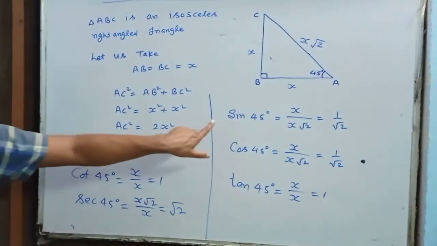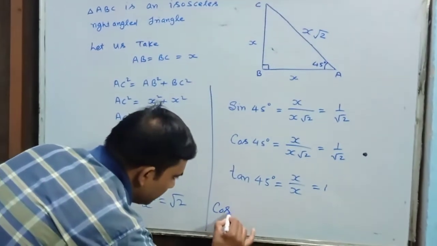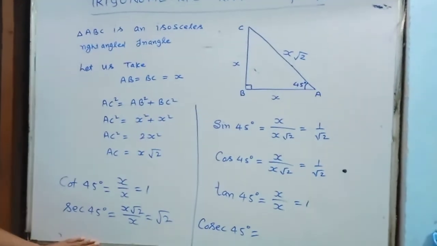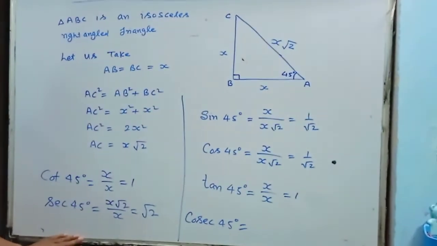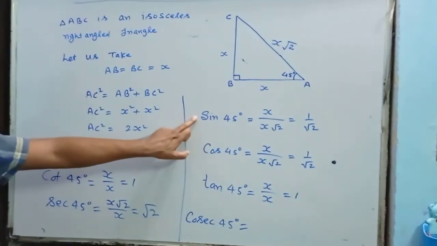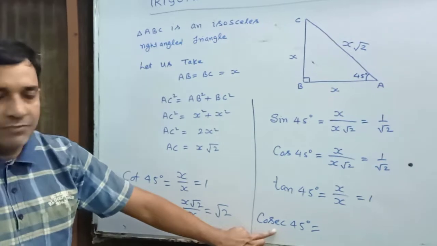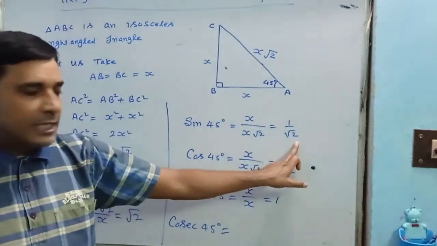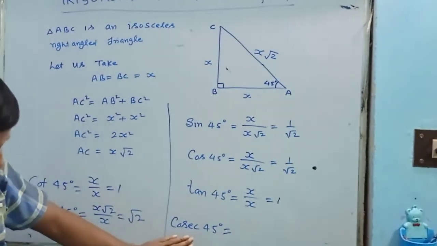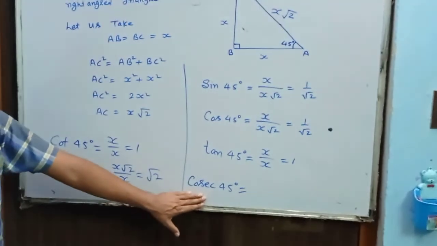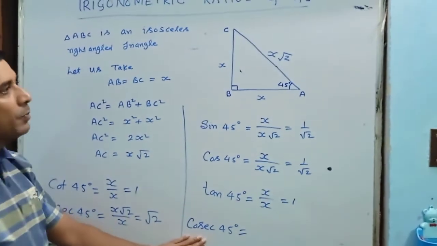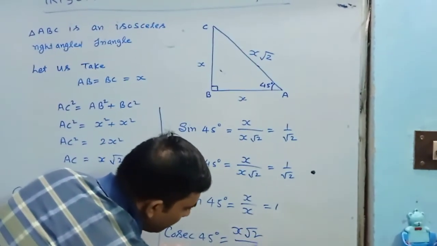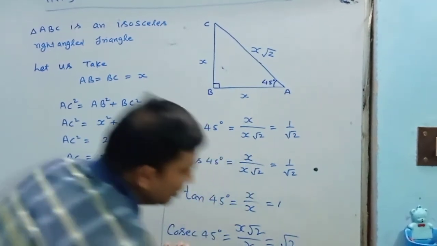In the same way, cosec 45 degree, see, we know cosec theta is the reciprocal of, or we can say multiplicative inverse of sin 45. The reciprocal of sin 45 is cosec 45. So directly you can write 1 by root 2, what will its reciprocal be? Root 2. Or you can find it by definition. By definition, cosec 45 is ratio of hypotenuse to perpendicular, x root 2 upon x, that is root 2.